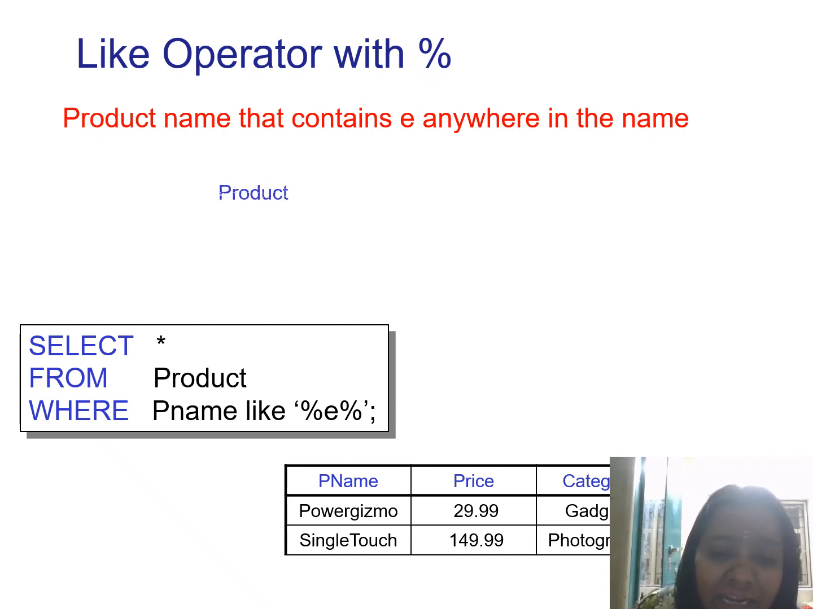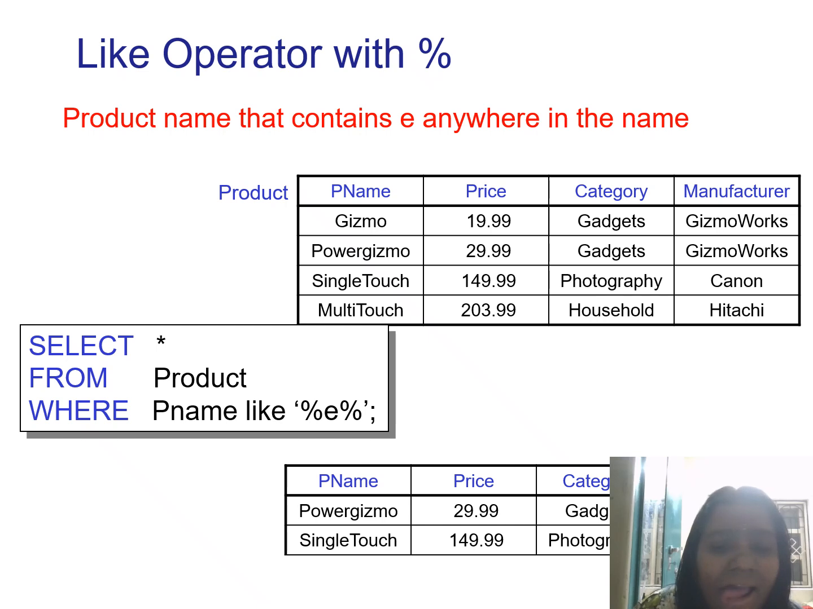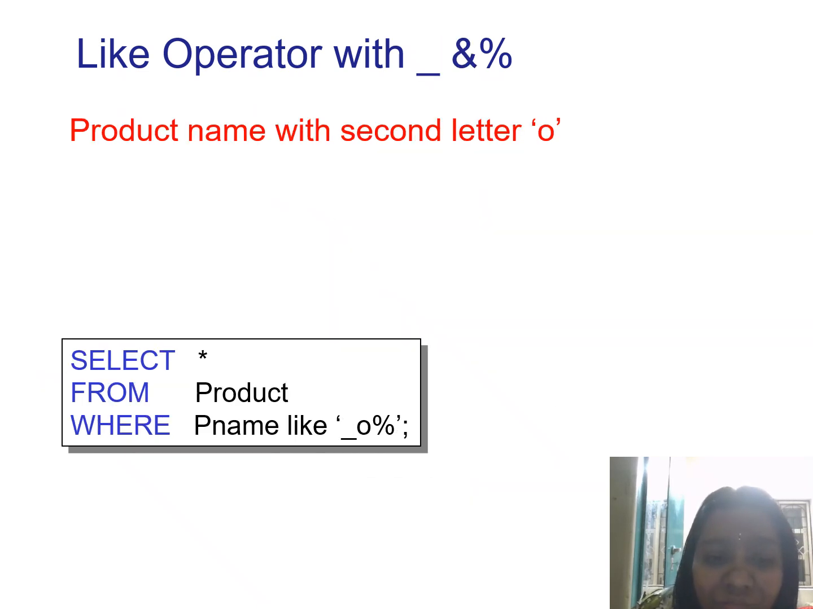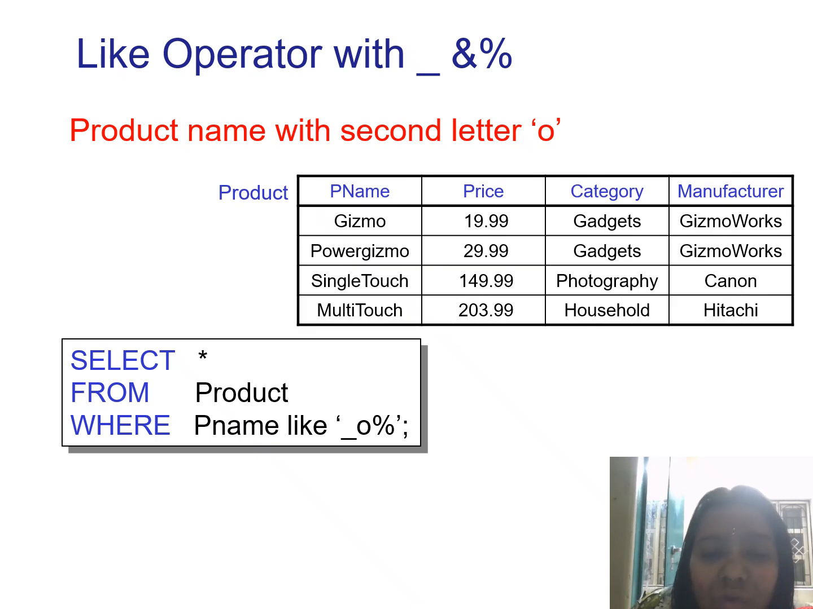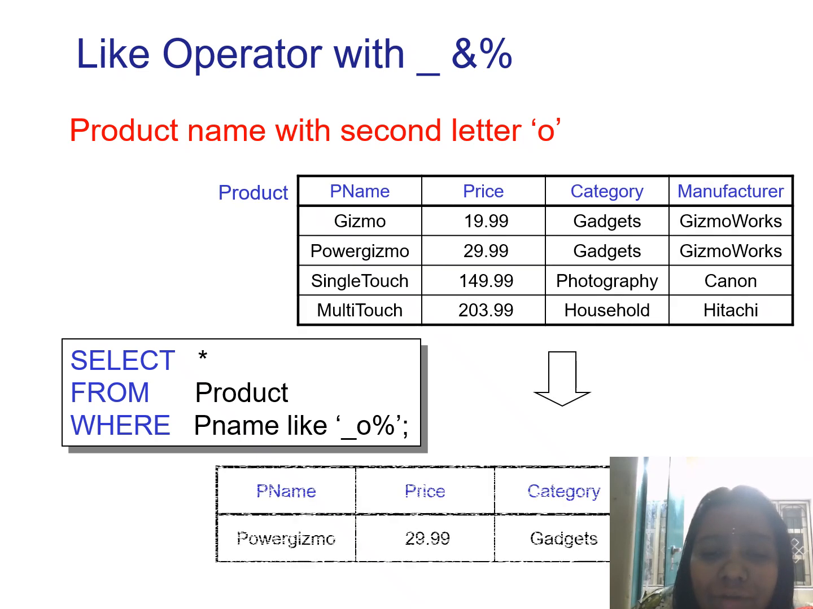This is starting and ending with E. We have any one thing like E. P_name LIKE '%E%' means it contains E, at the start, end, or between; it must have E. If we have O, we have GMO and power GMO. This is with O, underscore O.